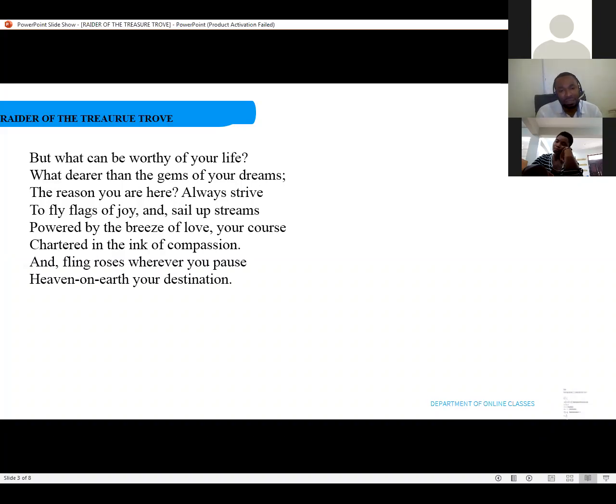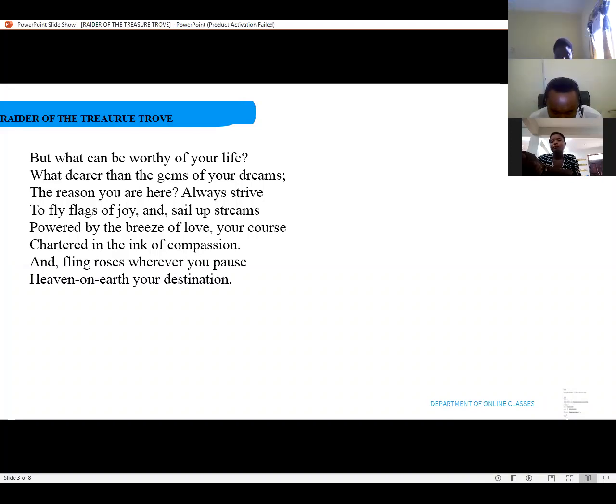What dearer than the gems of your dreams? Now, you see, there is nothing more important or valuable than the gems of your dream. Then the persona further describes the gems of your dreams as the reason why you are here. Now, the here there is referring to this earth. The reason you are here, the here there is referring to what? This earth. What is dearer than the gems of your dream?